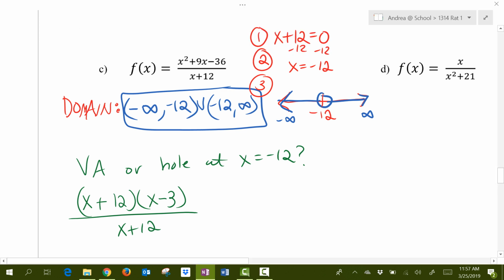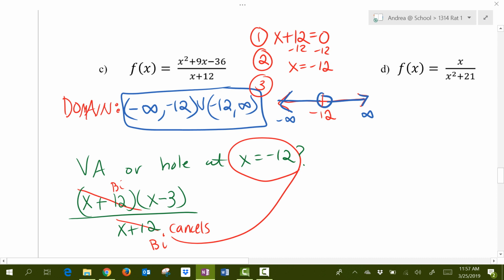And in this case, we notice that x plus 12 is a binomial that has an identical binomial of x plus 12 in our denominator. So this cancels. Anytime a factor cancels from the denominator, we know that we have a hole at the x value that causes that factor to equal 0. So when we cancel, that gives us a hole in the graph. So canceled factors manifest themselves as holes in the graph.